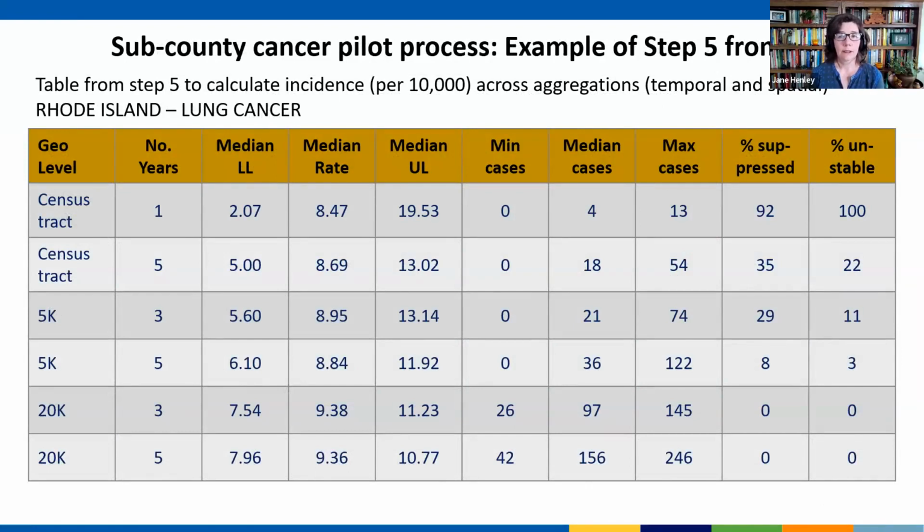Here's an example of a completed rate table from Rhode Island for lung cancer. We have census tract at different temporal aggregations going up to the 20K aggregation at 5 years. And you can see that for census tract for 1 year of data, 92% of the geos are suppressed and 100% are unstable. And so this isn't a very usable aggregation to show. But for 20K at a 5-year aggregation, there is 0% suppressed and 0% unstable. So this is a usable aggregation to use. Next slide, please.